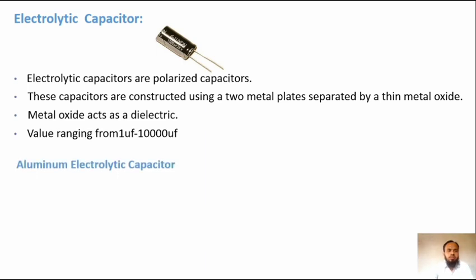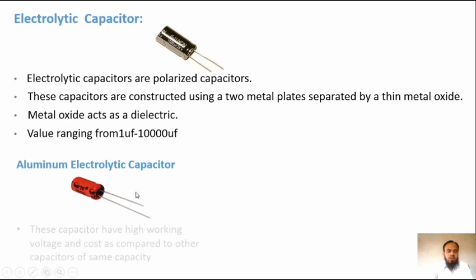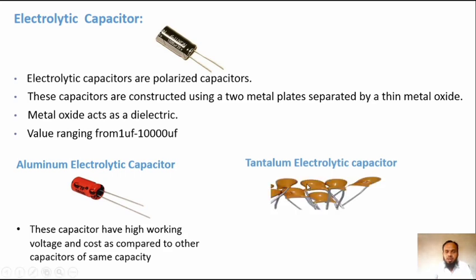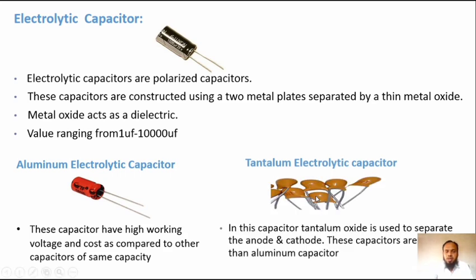Then the aluminum electrolytic capacitor. This is the aluminum electrolytic capacitor, and these capacitors have high working voltage and low cost compared to other capacitors of the same capacity. Then the tantalum electrolytic capacitor. These are tantalum electrolytic capacitors. In this capacitor, tantalum oxide is used to separate the anode and cathode. These capacitors are superior to aluminum capacitors. They have long life and a high temperature range.